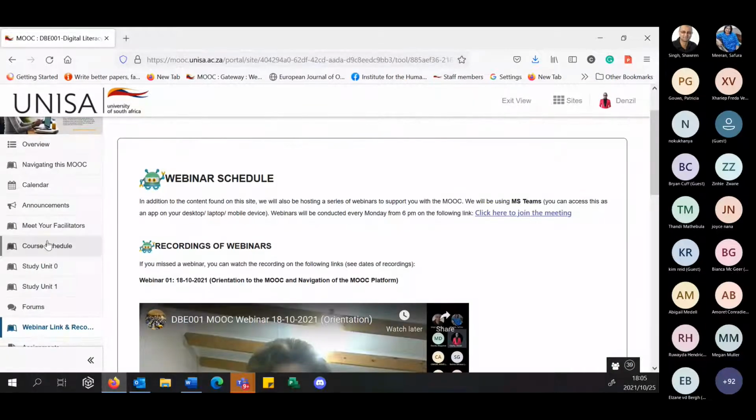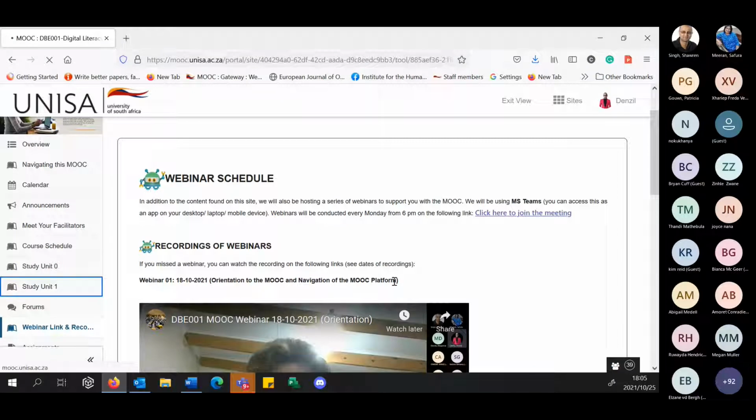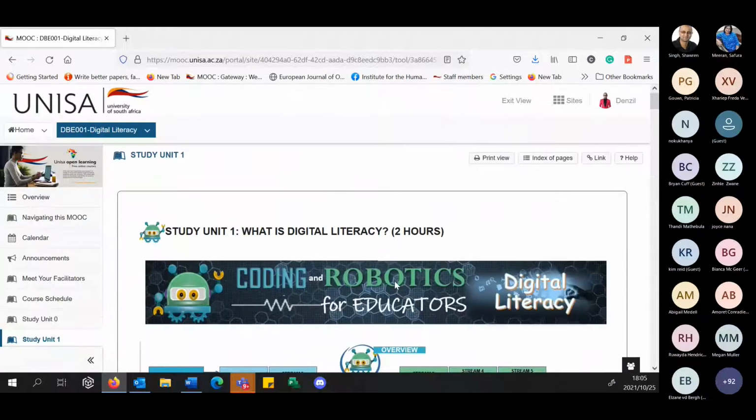It also provides you with a good ground on how to navigate the website and what you can expect. But for today's session, it's actually quite exciting because today we're going to look at what exactly is digital literacy. And you know that we spoke last week about the different units, the different themes that we will explore as part of this particular study unit.